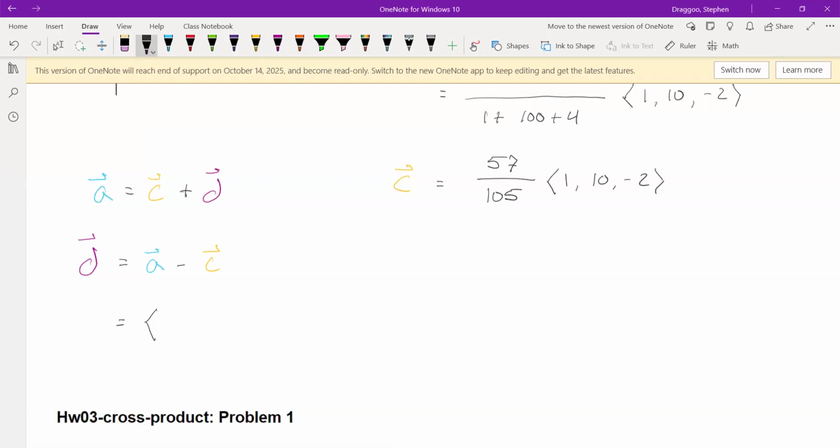This looks like (-3, 5, -5), that was vector A, minus C, which is 57 over 105 times (1, 10, -2). And again, I would just leave my answer right here. I think that's going to be good enough.